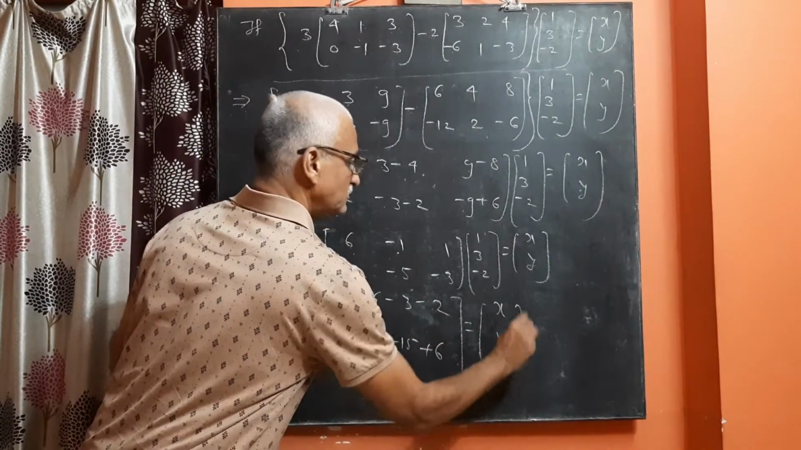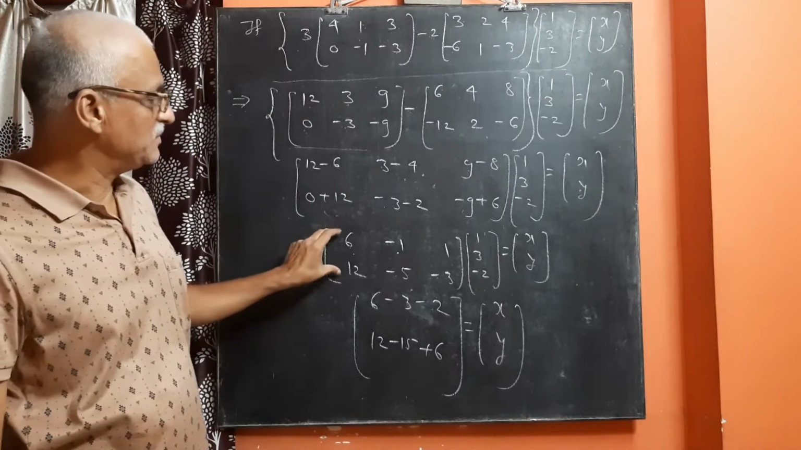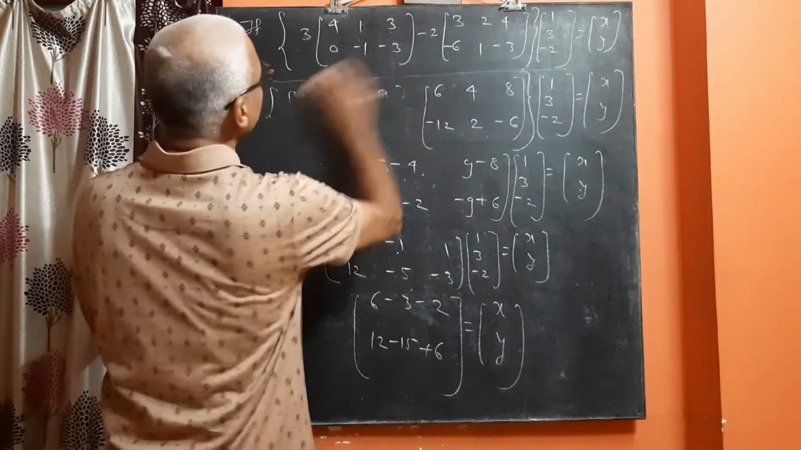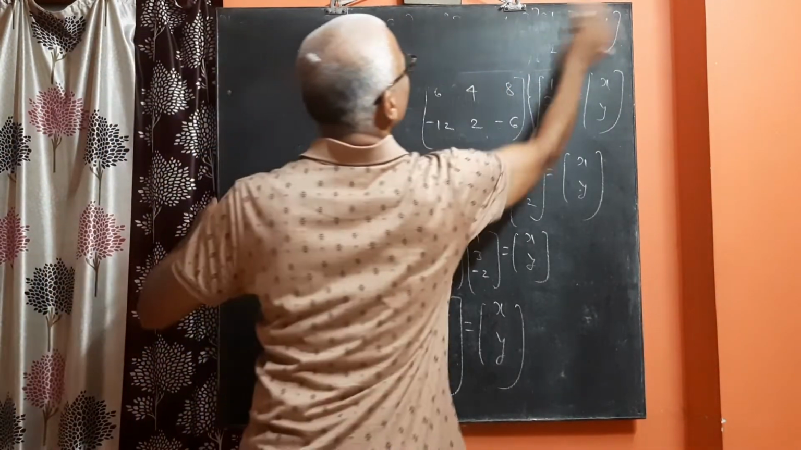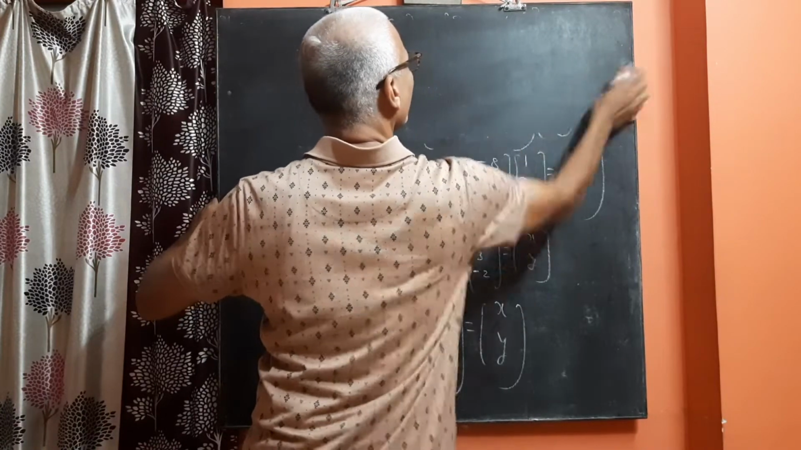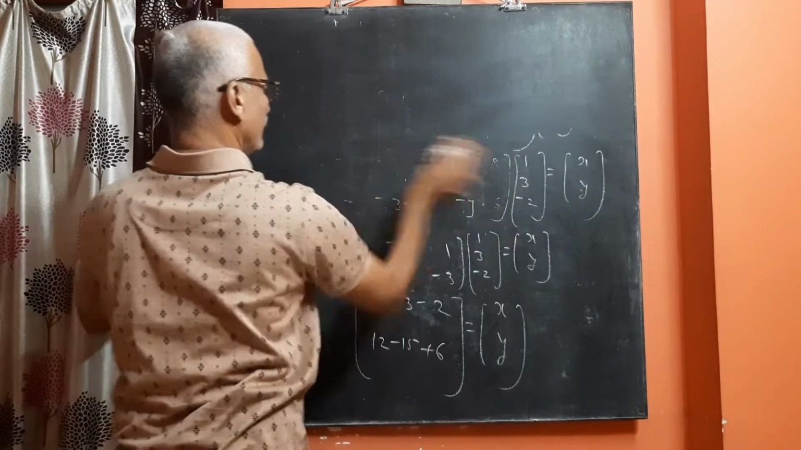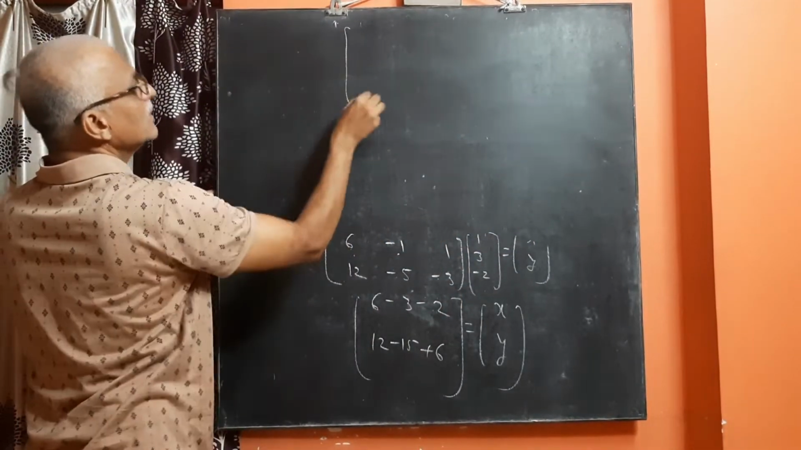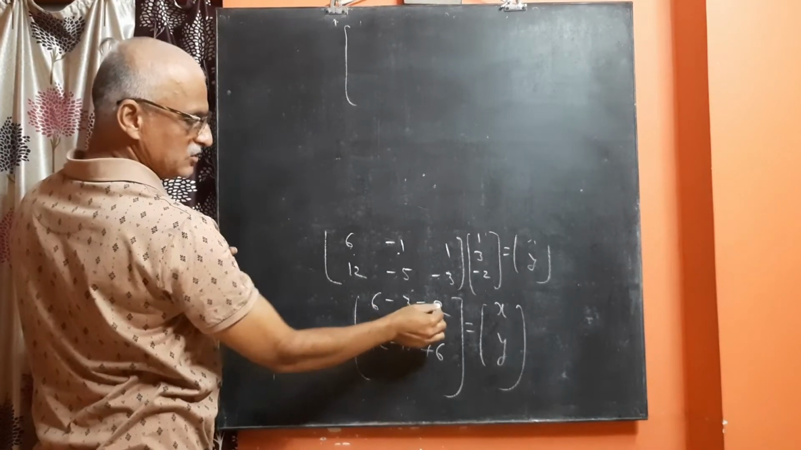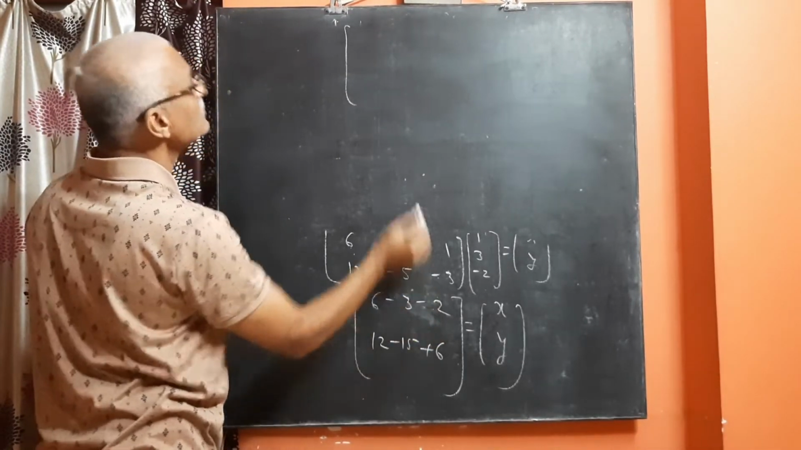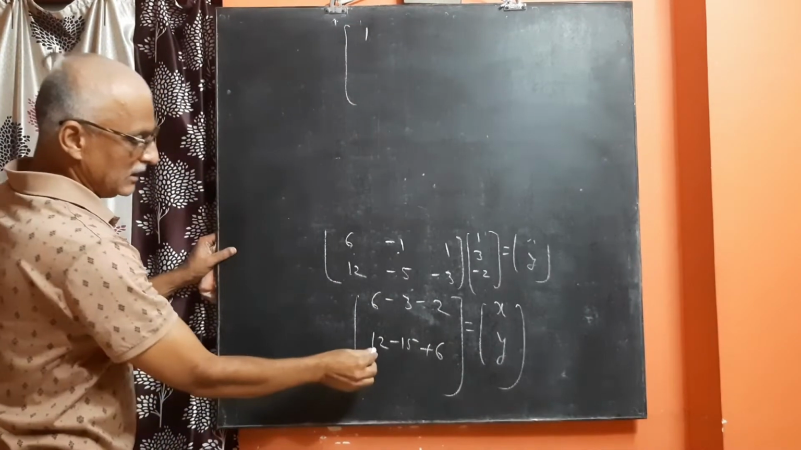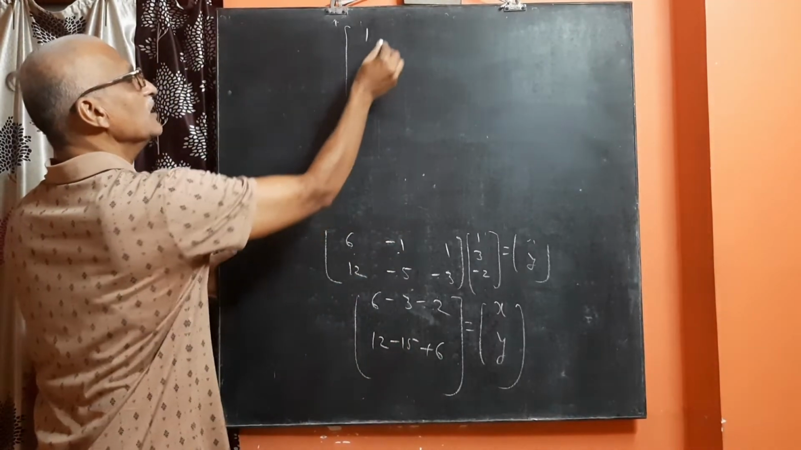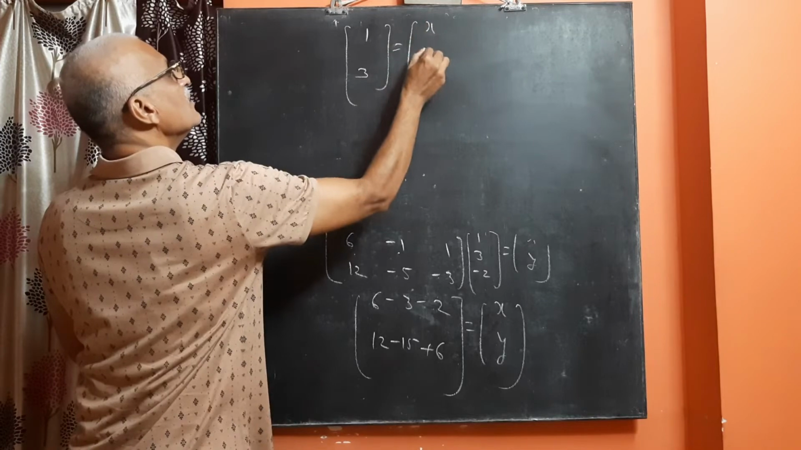This is the multiplication of this matrix into the column matrix 1, 3 and minus 2. Now, if we simplify it, we'll get the matrix of 6 minus 3 minus 2, minus 3 minus 2 minus 5. So 6 minus 5 is equal to 1. 12 plus 6 is 18, 18 minus 15 is equal to 3, which equals the column matrix x, y.